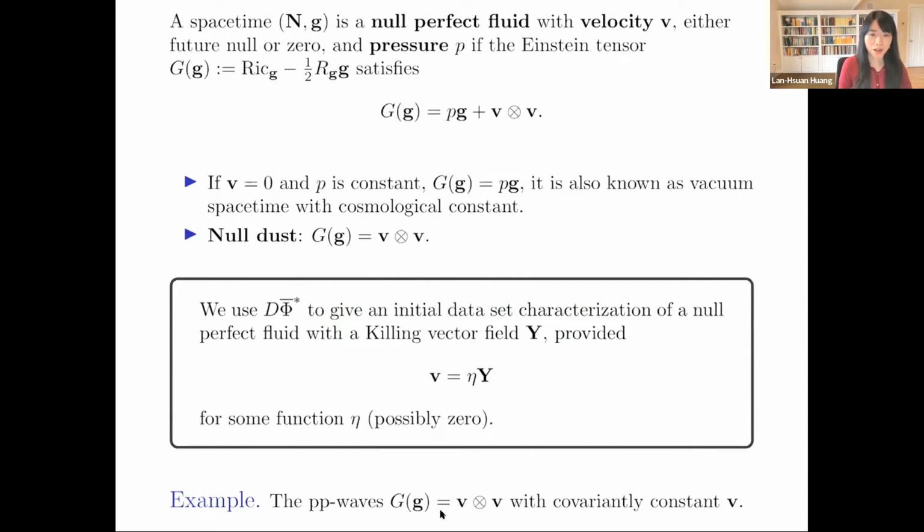So pp-waves are in particular dust-free, P is zero, and here V is required to be covariantly constant. In other words, the covariant derivative of V is zero. So in particular, V itself is a Killing vector, so this condition automatically holds. And there are many, many examples of different metrics that satisfy this condition.